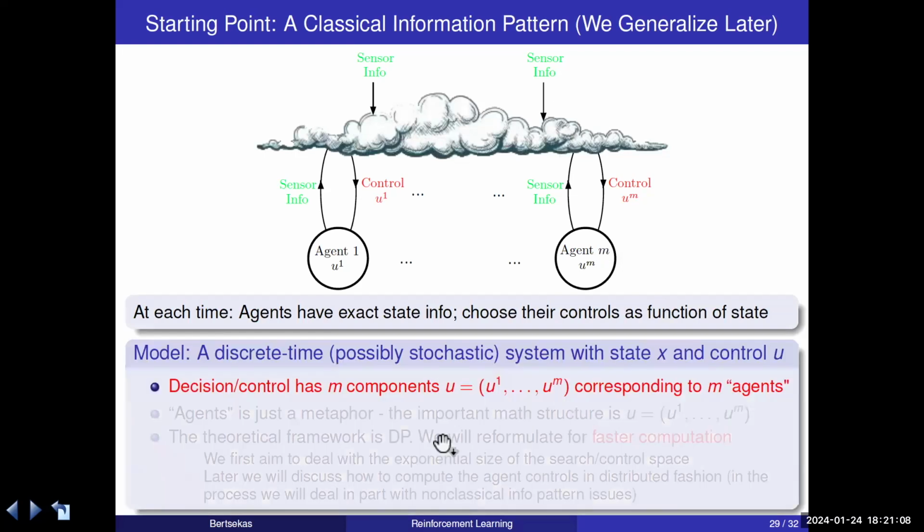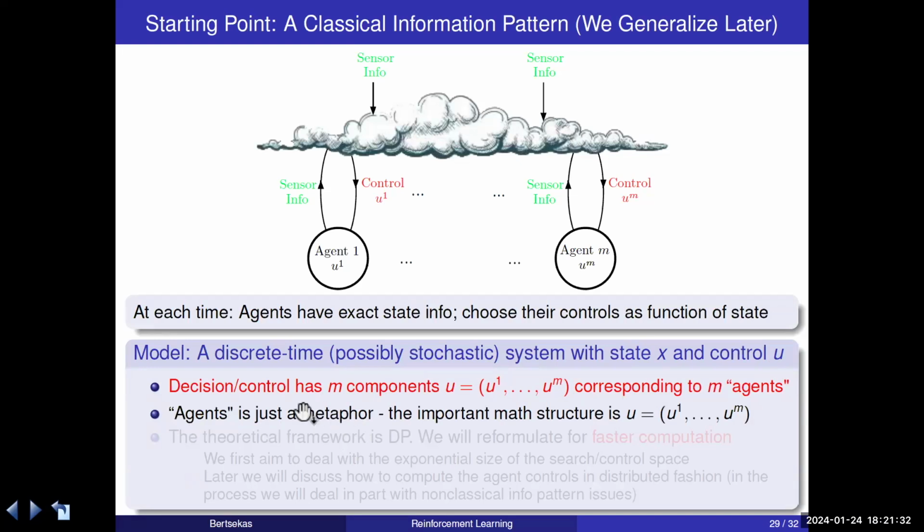So this becomes a dynamic programming type of problem solved by the cloud. And it could be stochastic. It has a state and a control U, which is the Cartesian product of all the controls, the M-tuple of controls of the agents.